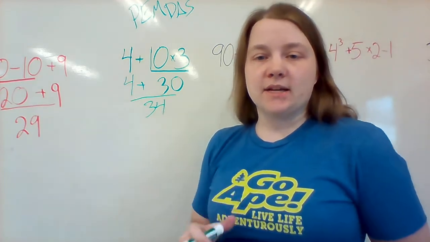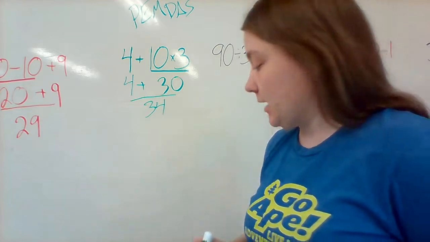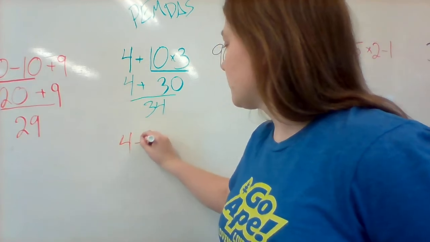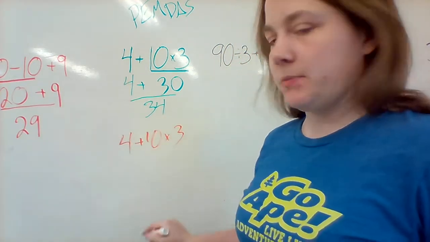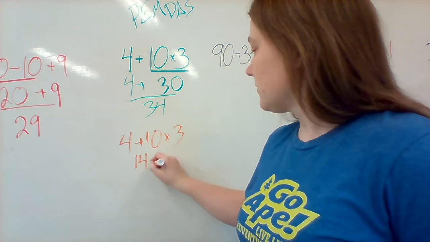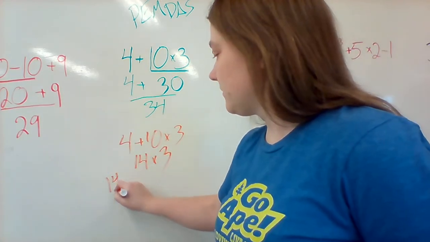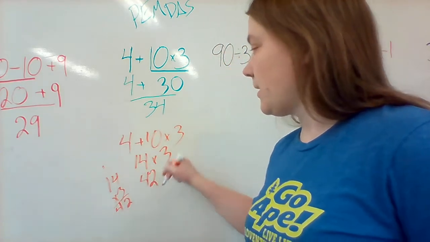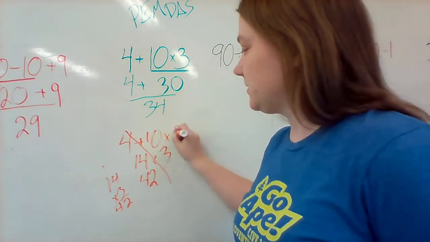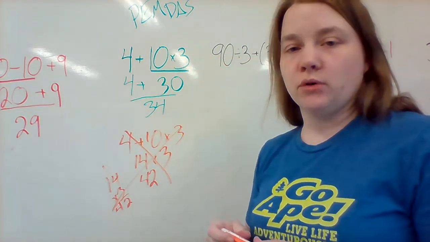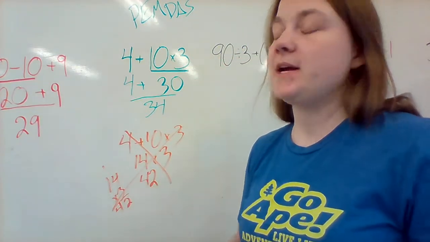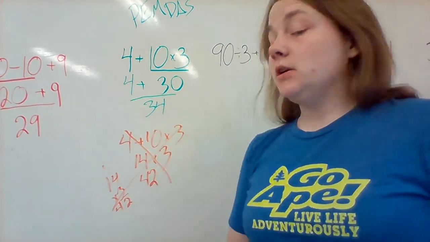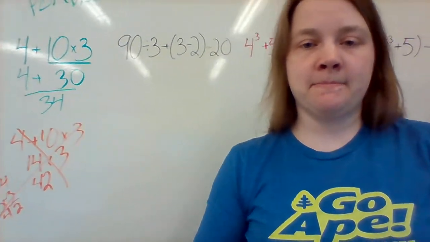If you had done that backwards, if you had messed it up, 4 plus 10 is 14. 14 times 3 is 42. This is the wrong way to solve it. Do not ignore order of operations. That's why we pay attention. Only the order of operations will get you the right answer. Let's scoot down to our next problem.